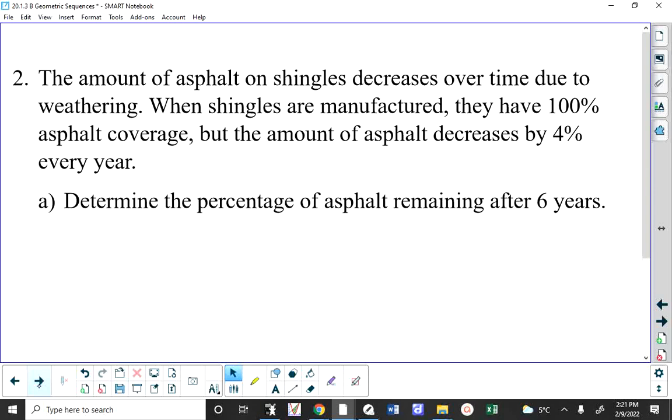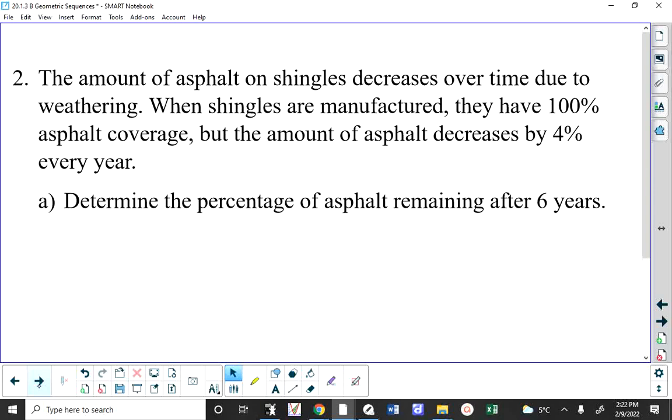If you ever have to clean out the eaves at your house, you get piles of that gunk that build up. The amount of asphalt on them decreases over time. When the shingles are manufactured, they have 100% asphalt coverage. They're perfectly covered to 100%. But the amount of asphalt decreases by 4% each year.